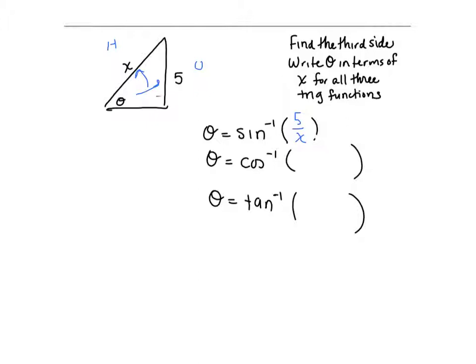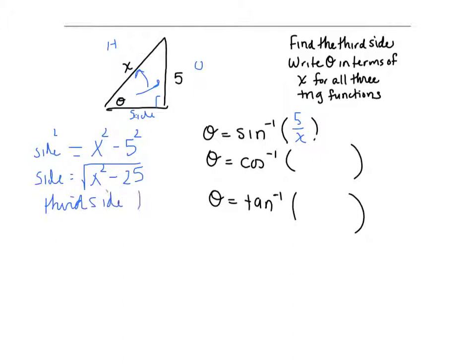Anytime you find the third side of a right triangle, you're using the Pythagorean theorem, right? So this side right here would be equal to the hypotenuse squared minus the other leg squared. Let's call it side squared. But I don't want the side squared, I want the side. So the side is going to be equal to the square root of x squared minus 25. So this is the third side.